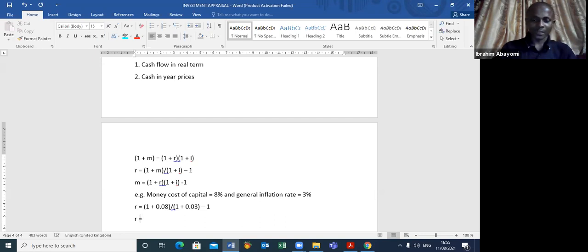That will give me what? Let's use our calculator. Use your calculator also to get the figure. We have 1.08 all over 1.03, minus 1, times 100. You have approximately 4.85%. That is the real cost of capital.